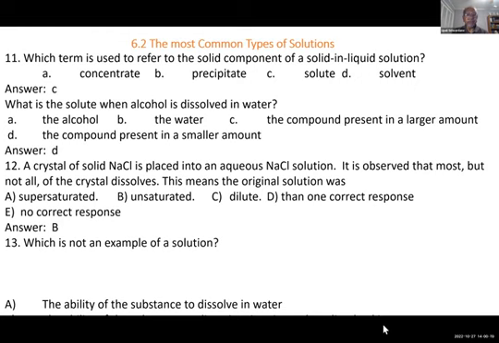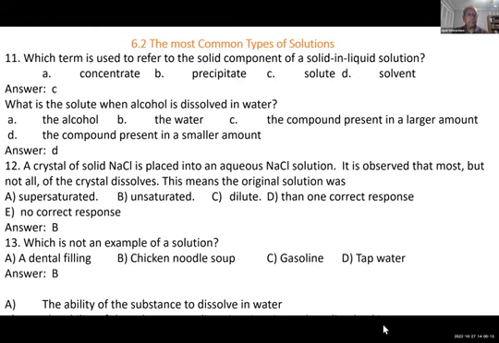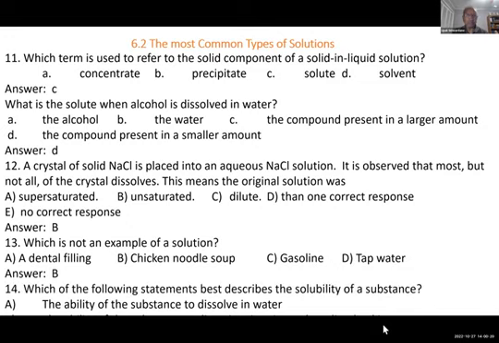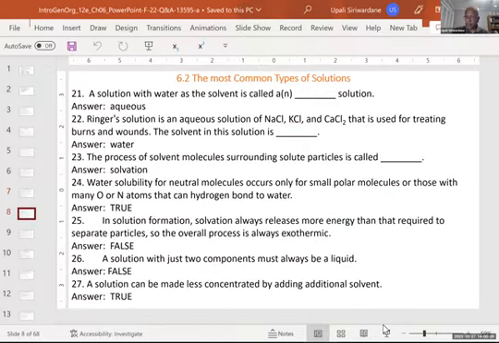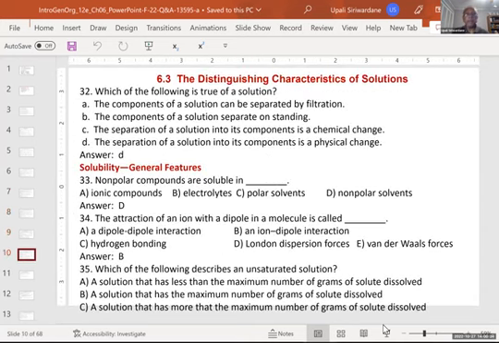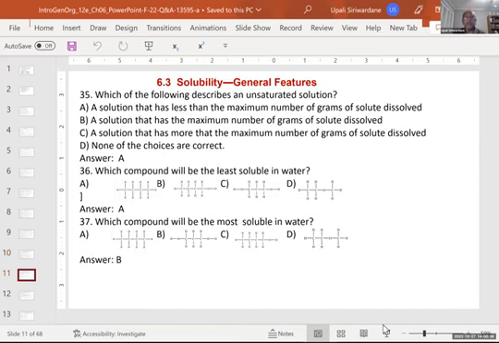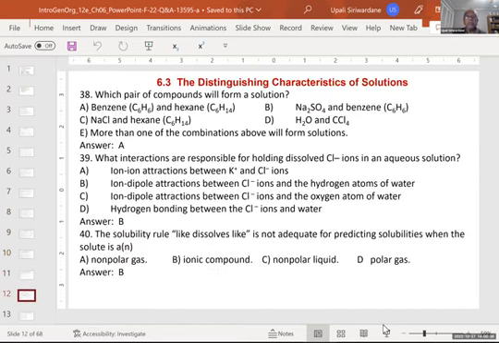Which is not an example of a solution? Chicken noodle soup is a heterogeneous mixture. That's the correct answer. Let's go to the next question. Which pair of compounds will form a solution?